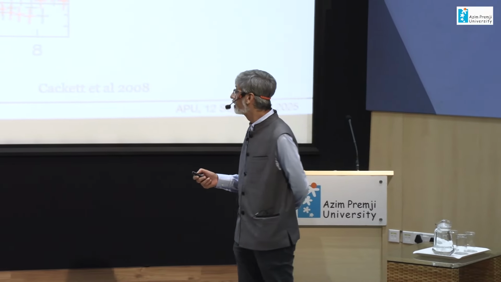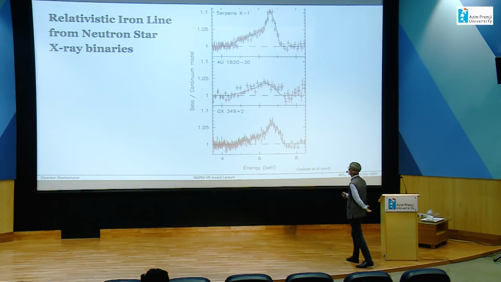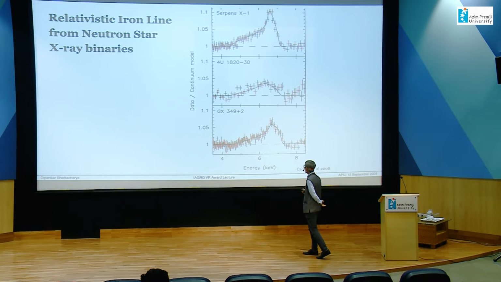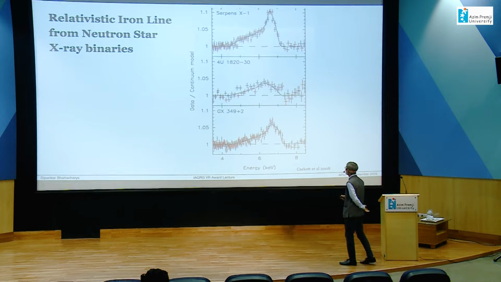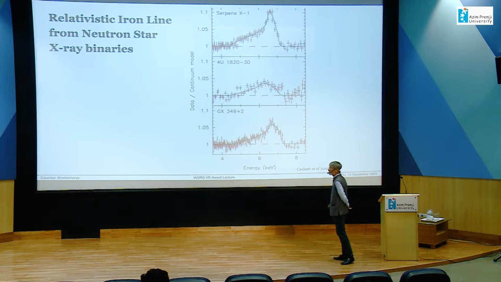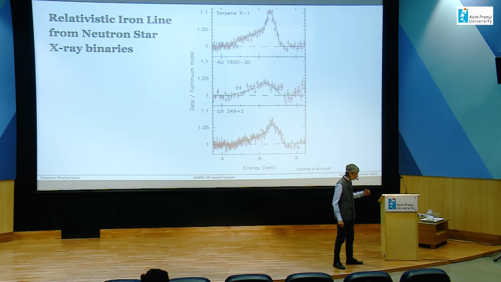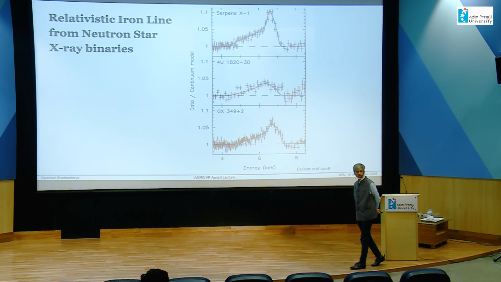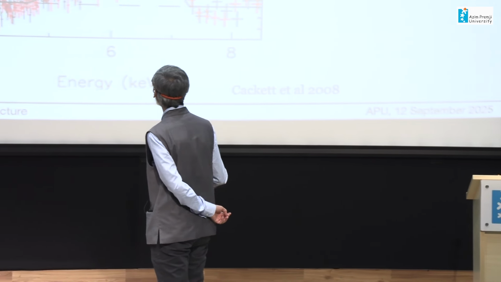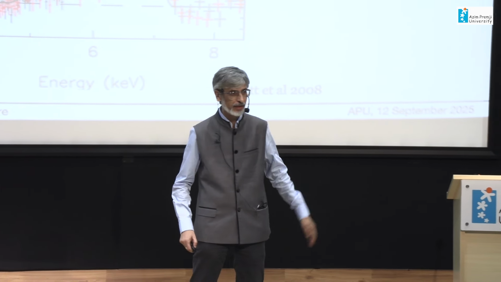And these are some observations of this relativistic line profile from neutron stars. And you can see the same blurring effect because of the strong gravity near neutron stars. See, if the strong gravity wasn't there, you would not see this one-sided blurring.